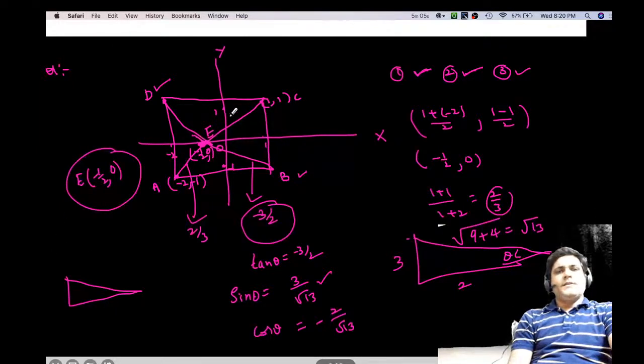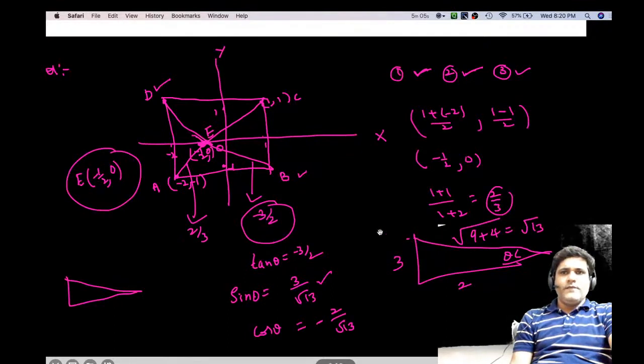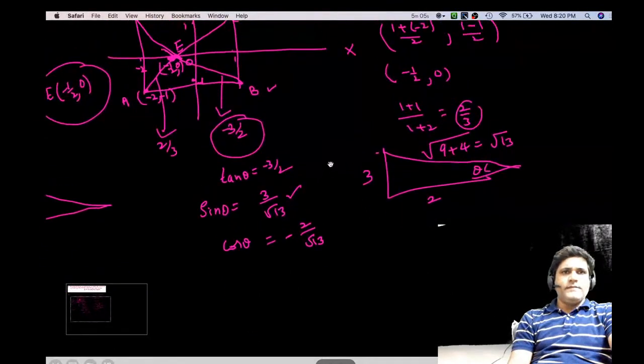Now we need the distance. The lengths of the diagonals are equal. Therefore, find the length of AC.